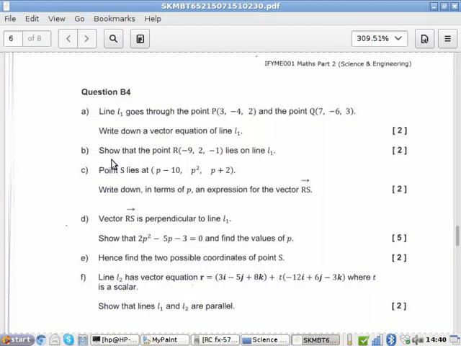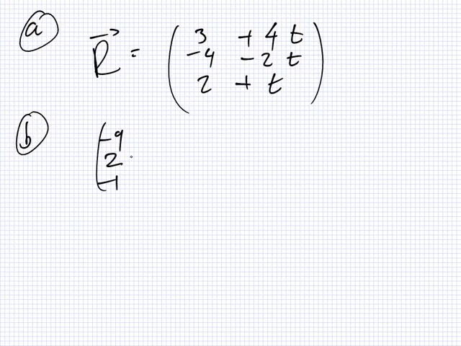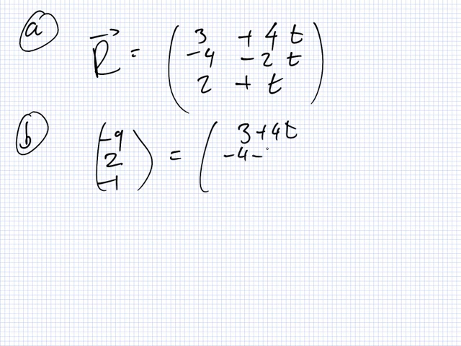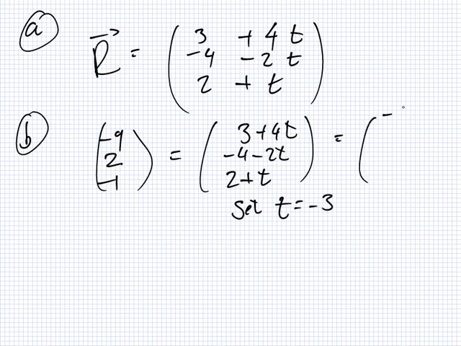is on this line. So Yahya, what did you say? You make it equal, and you should find a t that makes it. So if you look at the last one, it's pretty obvious. What must the t be if you were to look at the last one? If you make t equal to minus 3, we'll get 3 minus 12 is minus 9. Good. Minus 4 plus 6 is 2, and minus 1. So therefore, it's true.